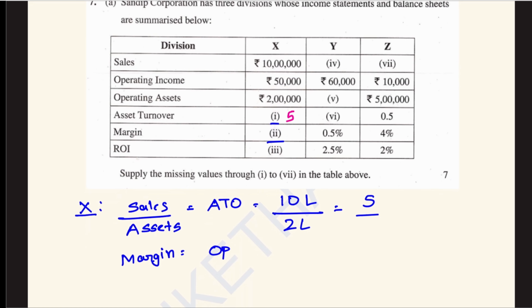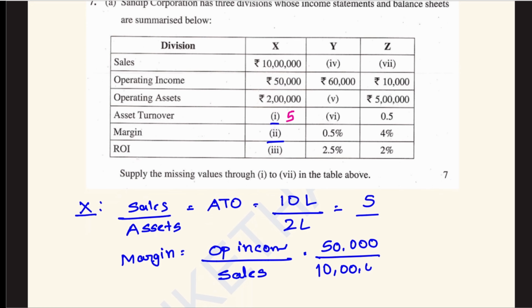So operating income divided by sales. What is my operating income? 50,000. What is my sales? 10 lakh. So this will give me a percentage of 5%. So 2 marks.